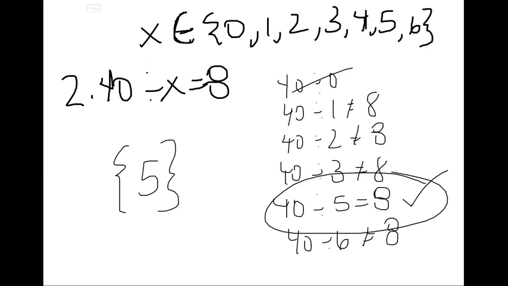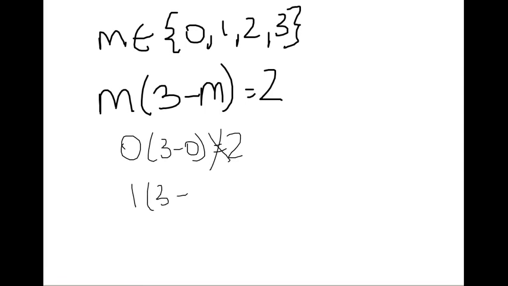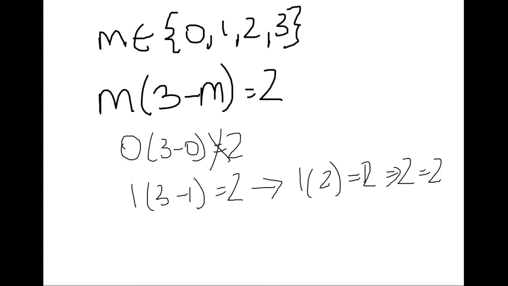Let's try another one. All right, so what if I do m belongs to 0, 1, 2, or 3, and I want to solve for m times, in parentheses, 3 minus m equals 2. So first I'm going to try 0. So 0 times 3 minus 0, does that equal 2? No. What about 1 times 3 minus 1? Does that equal 2? Well, that's 1 times, what's 3 minus 1? 2. And what's 1 times 2? 2. So does 2 equal 2? Yes. So 1 is the solution.